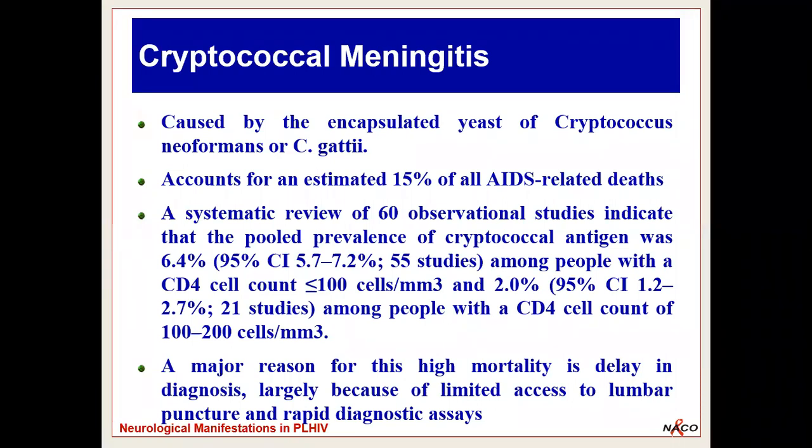And just to talk about the third point here, sorry for the clutter. What we see in short is that among people with a CD4 count of less than 100, the pooled prevalence of cryptococcal antigen was almost 6.4%, and 2% among people with a CD4 of 100 to 200. So in total, we're talking about almost 8% cryptococcal antigenemia.